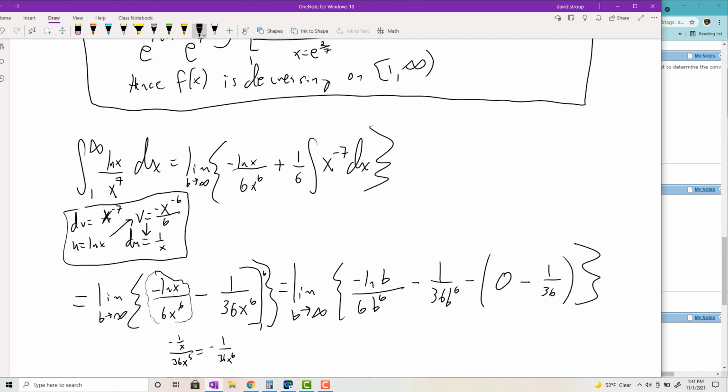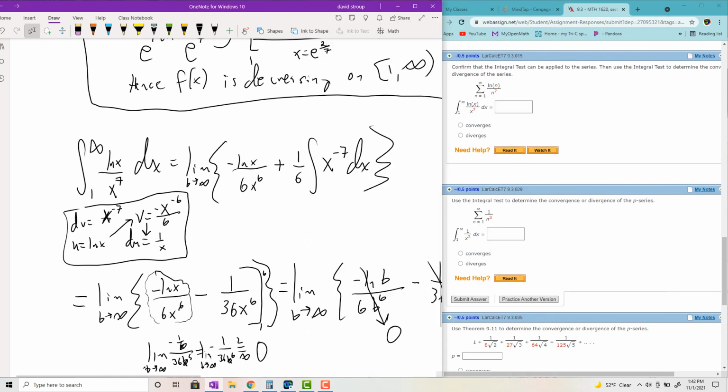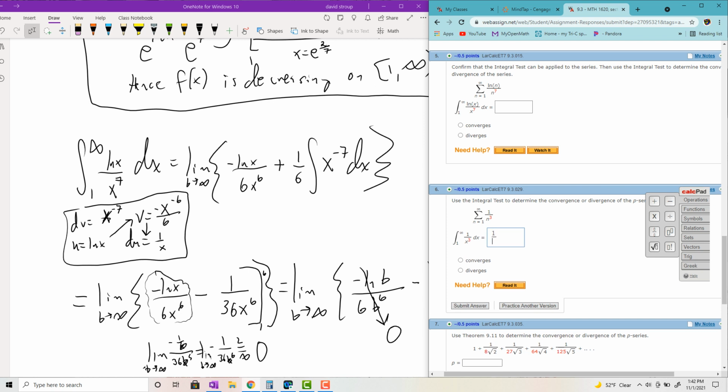Okay. And like I said, this is going to go to 0 because it's going to be L'Hopital's, right? So it would be kind of like, instead of x, I need a b here, but just letting b go to infinity. So the limit of this thing as b goes to infinity, it's going to be an infinity over infinity form, so it's just going to be 0. And then this thing will also go to 0. So the denominator is just going to get huge, and you're just going to be left with 1 over 36. Okay. So let's put that in there. 1 over 36, so it is convergent as well.